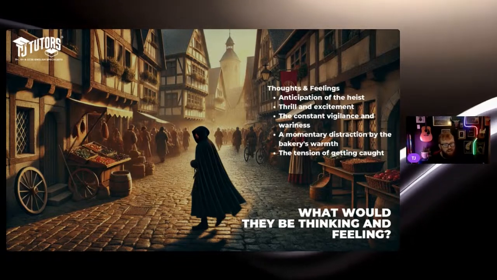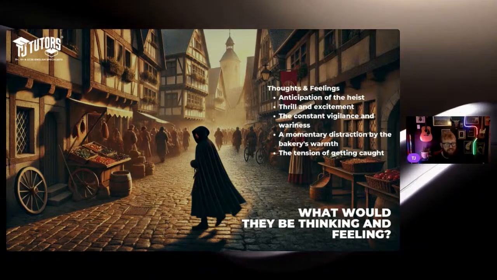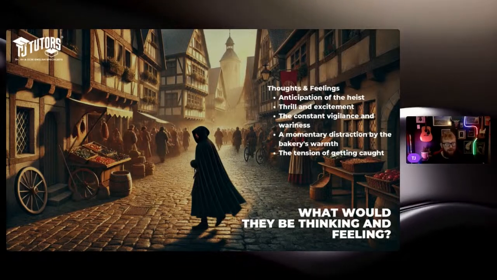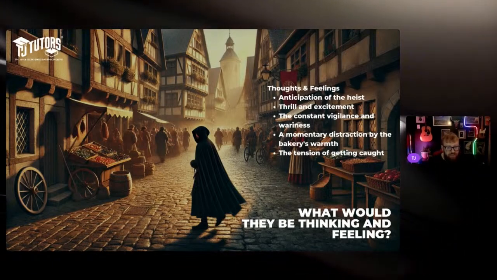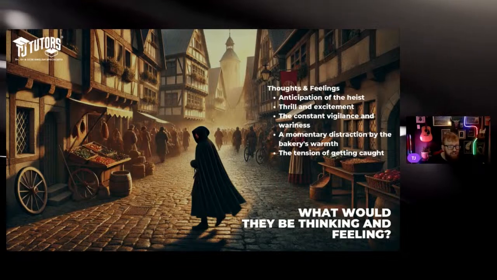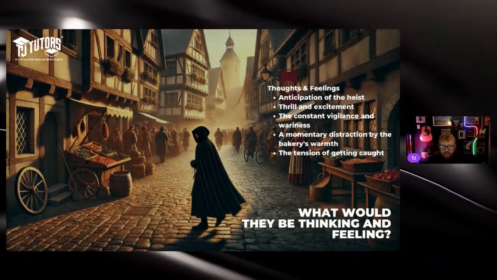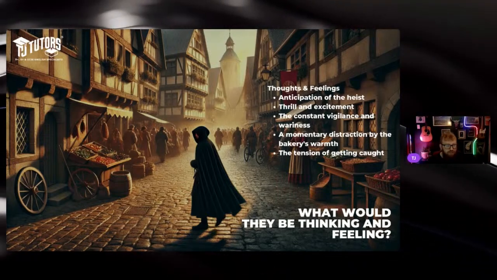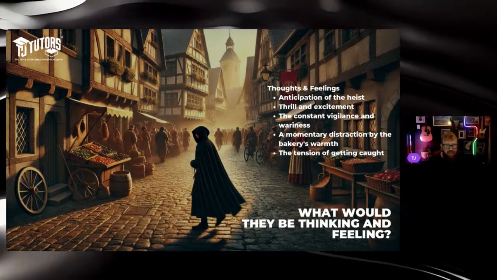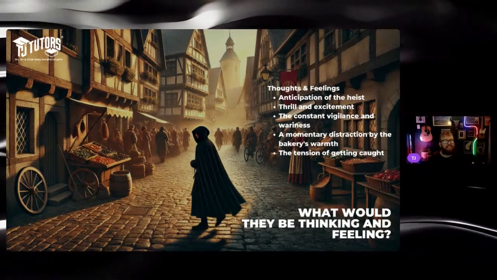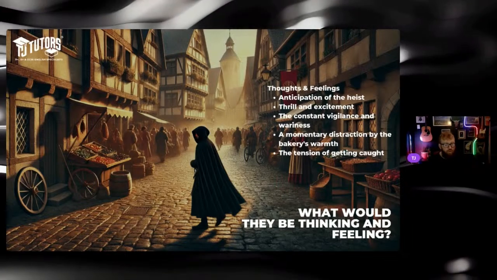How can you show the thrill and excitement? Maybe their heart is racing. Maybe their hands are trembling as they're fumbling to pick some coins out of someone's purse. Maybe they're constantly vigilant, nervously twitching, looking around for a town guard or something like that. Maybe they're momentarily distracted by the bakery's warmth as they walk past the door.